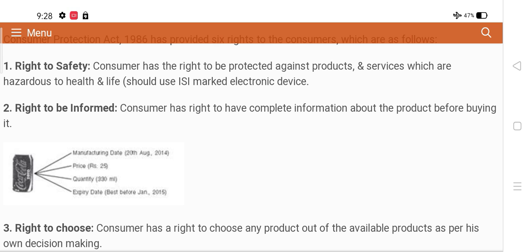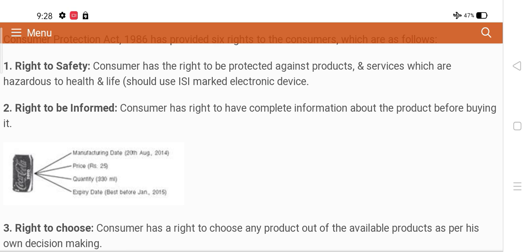Now the second right under the Consumer Protection Act 1986 is the right to be informed. The consumer has the right to have complete information about the product before buying. That is why the manufacturer has to print the manufacturing date, price, quality, expiry date, ingredients and other information on the packets of the product, so that before buying, the consumer can read the complete information about the product and then buy. This is the right to be informed.